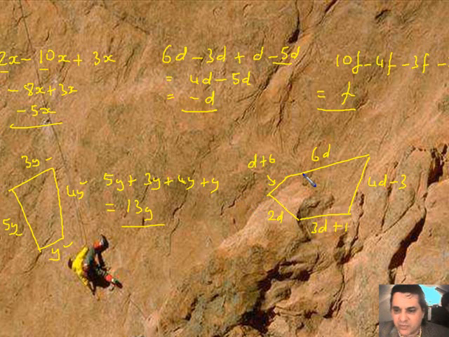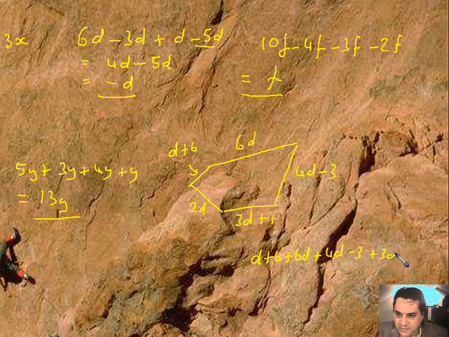So essentially the perimeter is all these 5 sides added together. I'm going to try and make it fit down here. So I've got d plus 6 plus 6d's plus 4d minus 3 plus 3d plus 1. I'm running out of space here. I hope it fits. Plus 2d. So that's all the 5 sides.